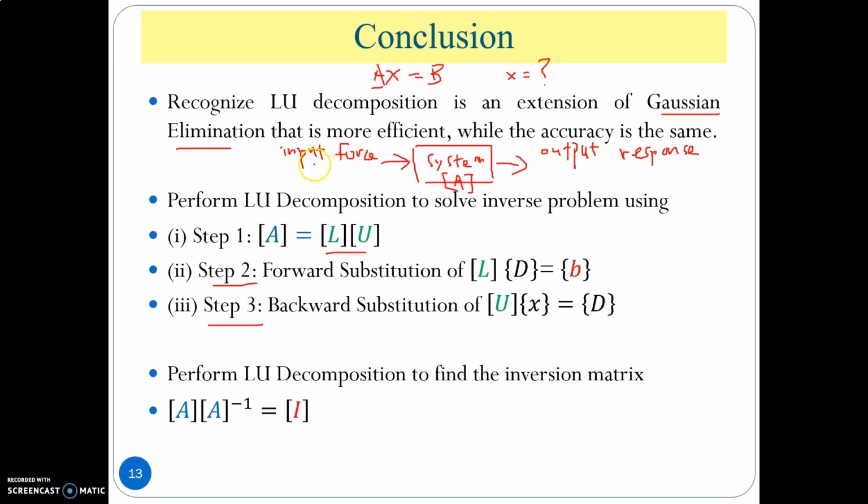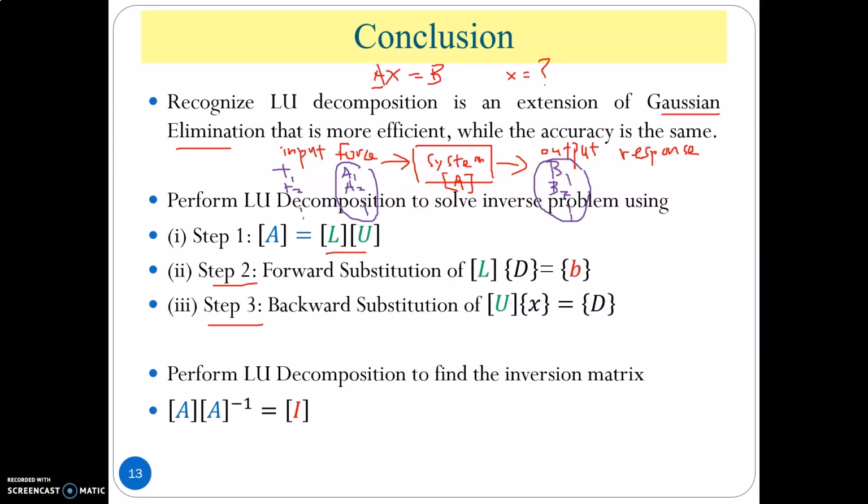If we give an input force to the mass spring system, of course the system will vibrate and generate the output response. For example, at time equal to 1, you have force A1 here that causes the system to vibrate at B1. At time equal to 2, you have force A2 here that causes the system to vibrate in B2. And then if you continue, you will obtain multiple sets of input force and multiple sets of output response.